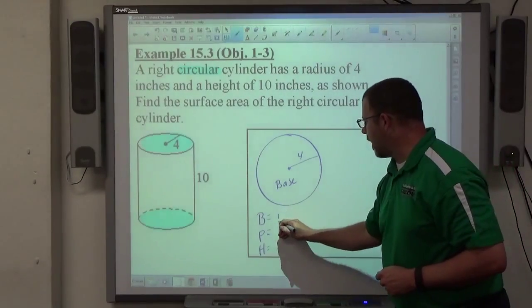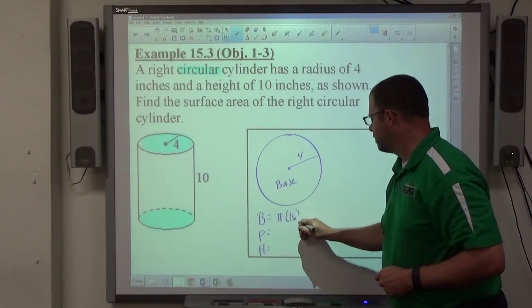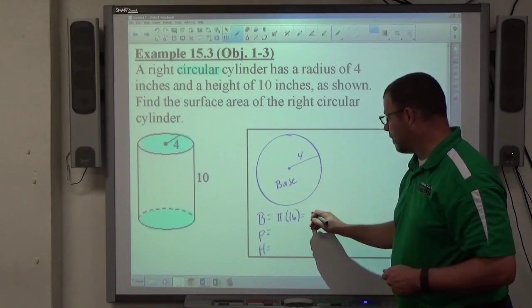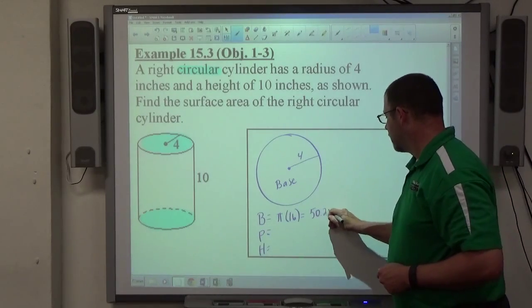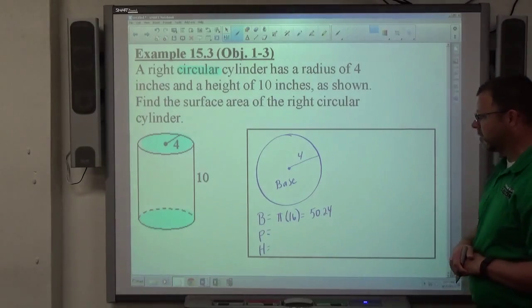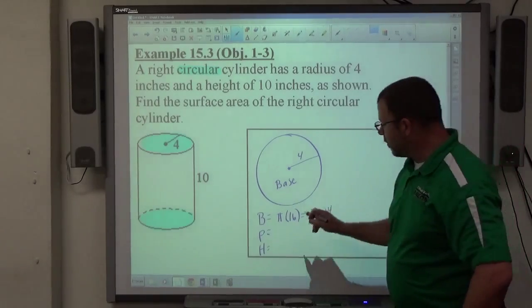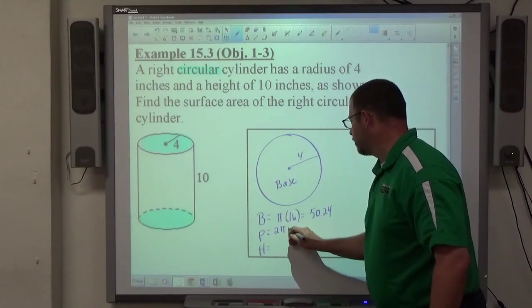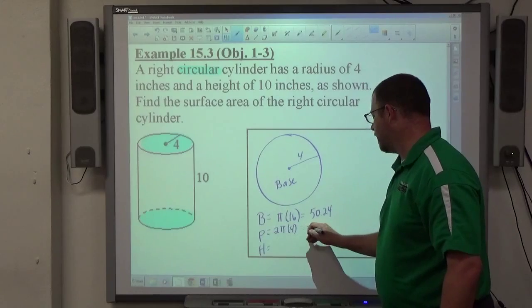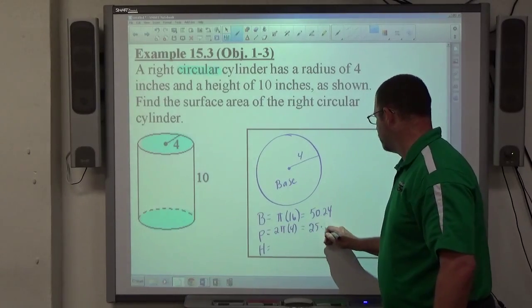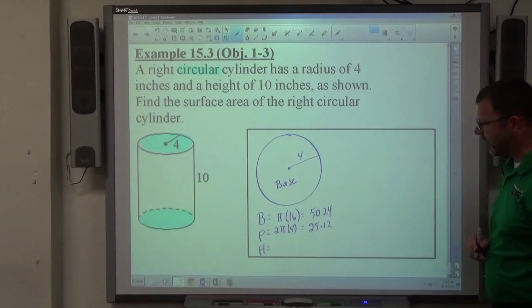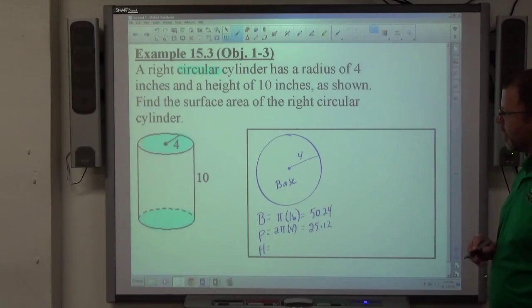Area of a circle is pi times the radius squared. 16 times pi is about 50.24. Continue to use 3.14 to approximate pi. The perimeter of a circle is 2 pi times its radius. That's just going to be 8 pi, which is about 25.12, again using 3.14 to approximate the value of pi.